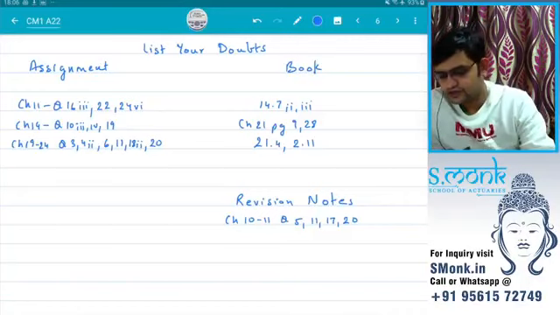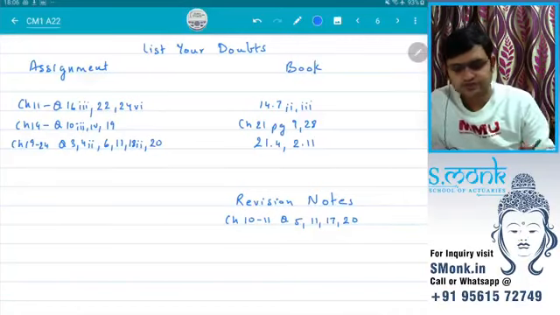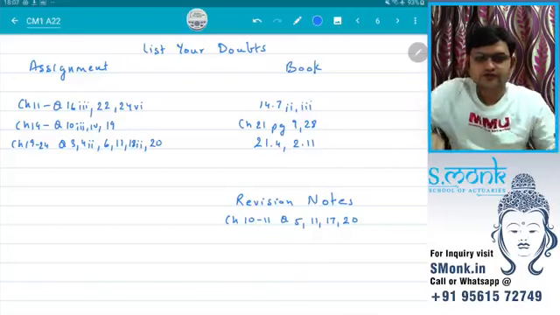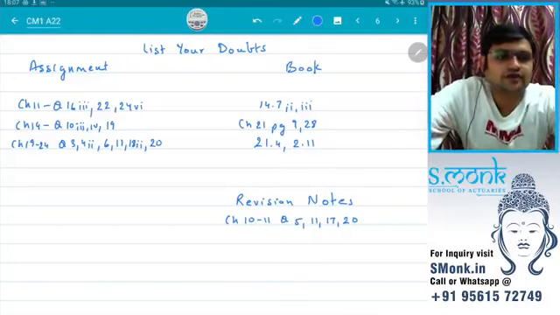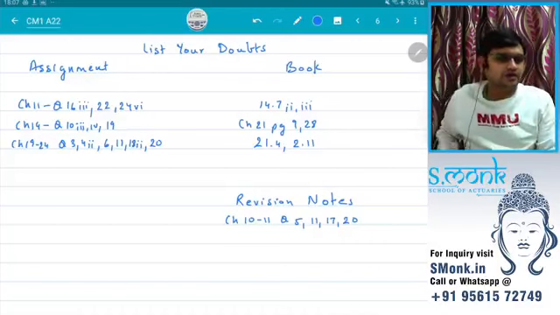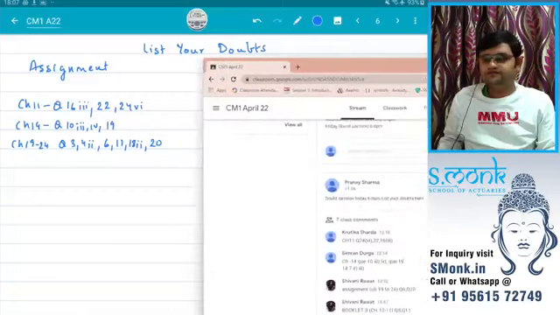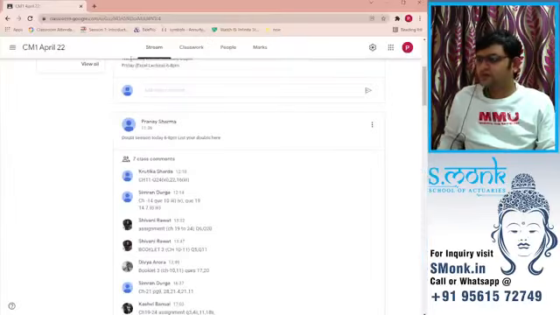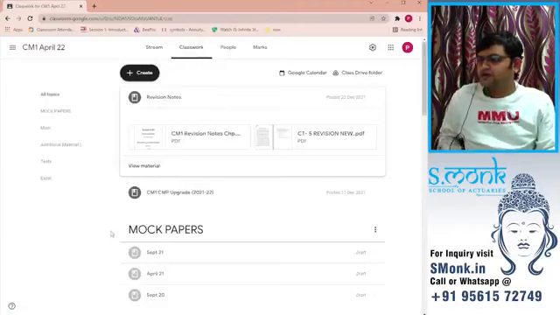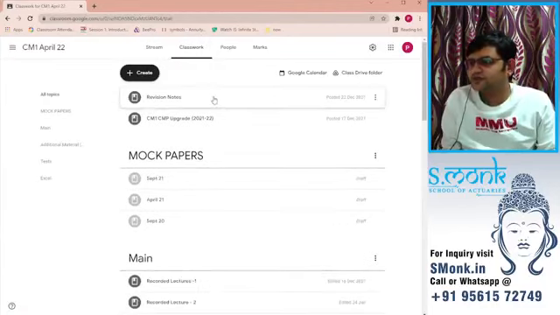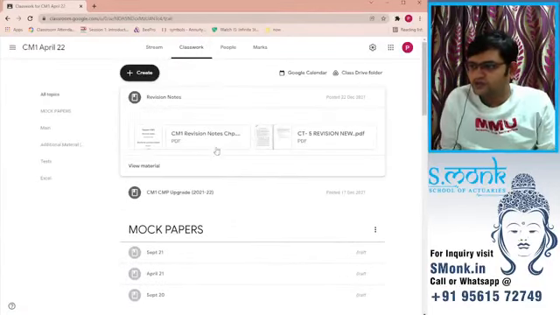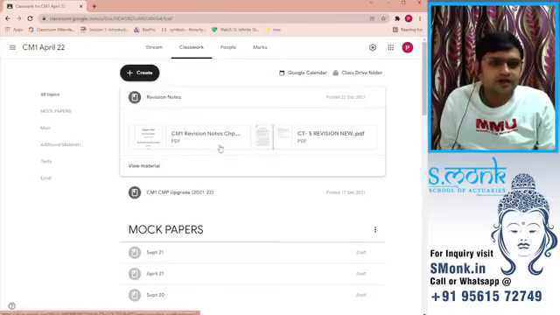We will start with these assignment and book questions now. If somebody is confused about what revision notes are, they have been posted in our group for a very long time now. I'll just show you. So here on the top, you can see revision notes. You can just write RN and then the chapter number.